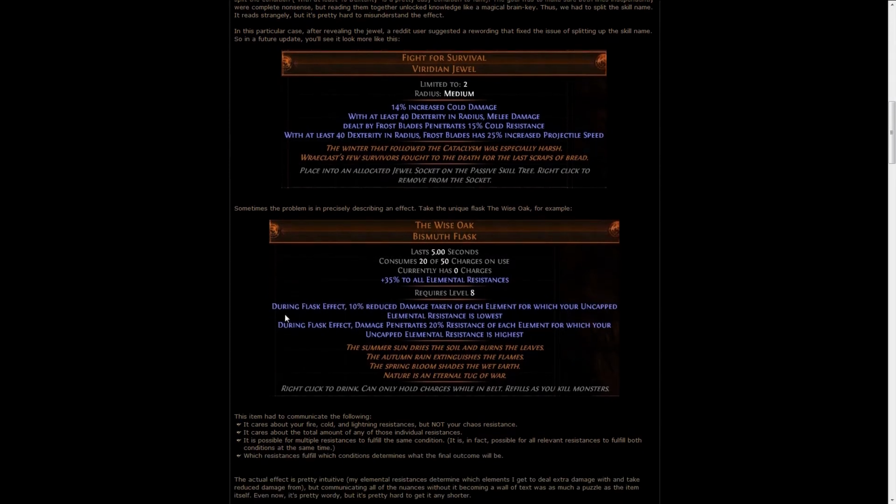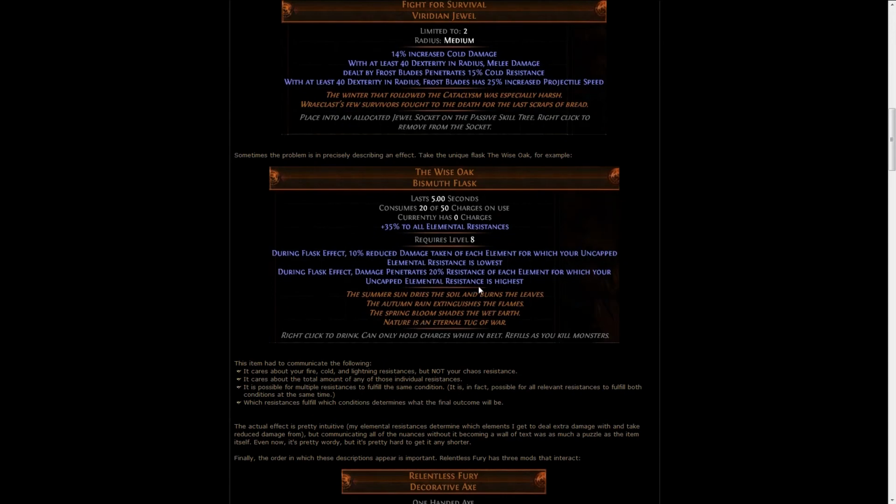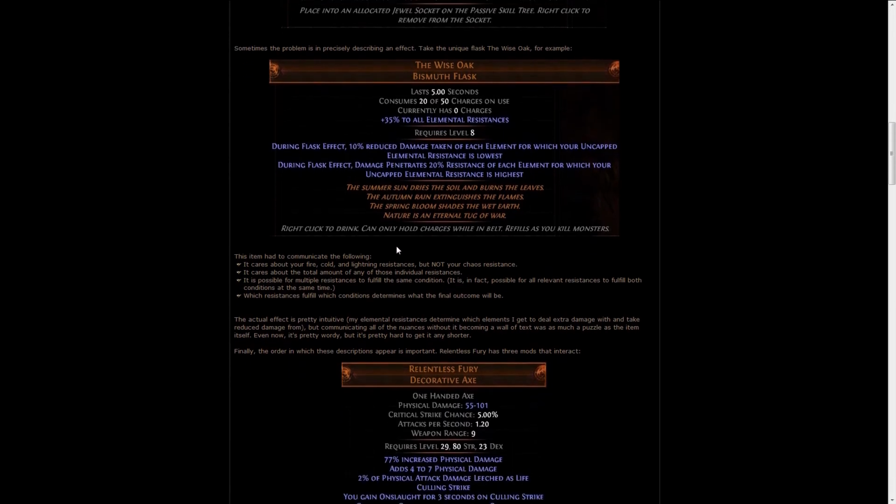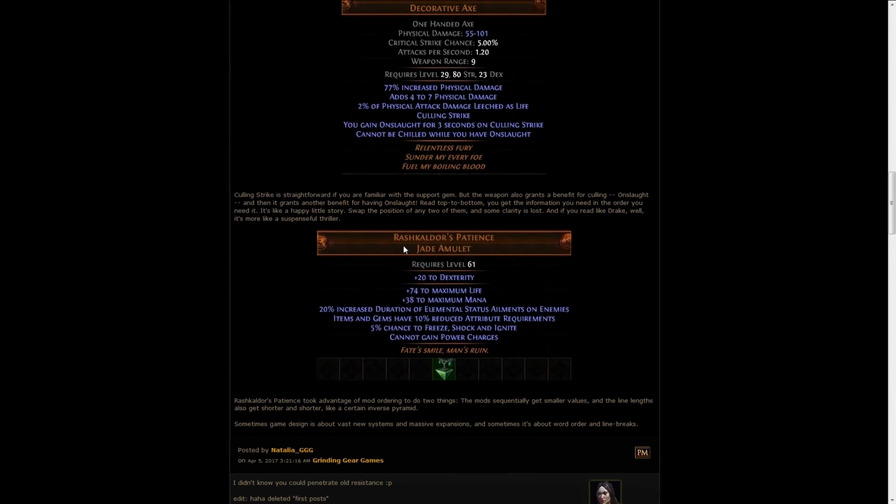Even the Wise Oak, which has very, very long sentences, doesn't always make the player understand exactly how it works. For example, it's not clear if having all of the resistances at the same value applies the reduced damage to all of the resistances and the penetration to all of the resistances, and the boss says it does, so it is in fact possible, but you do not understand it from the text itself, even though the text itself is already long enough. So I mean, it's actually a problem for game design.